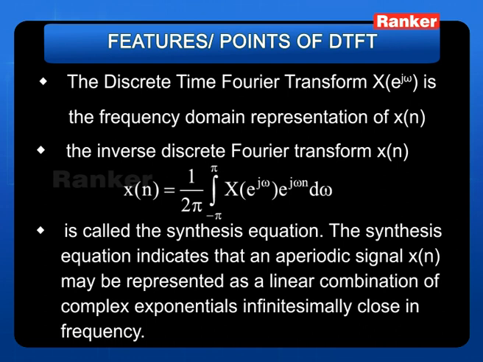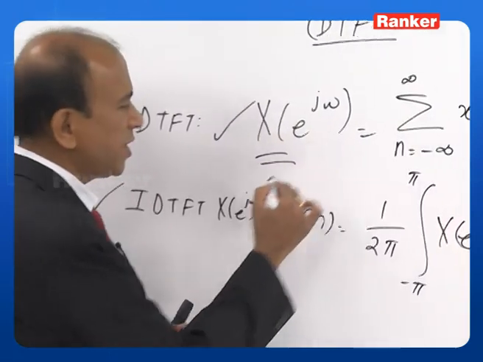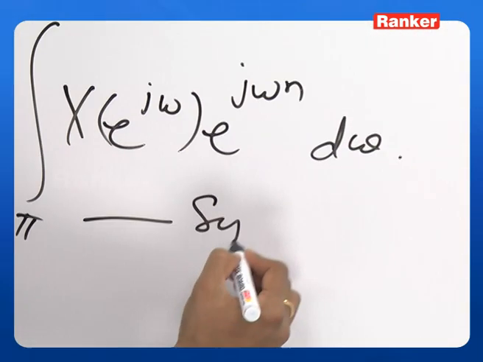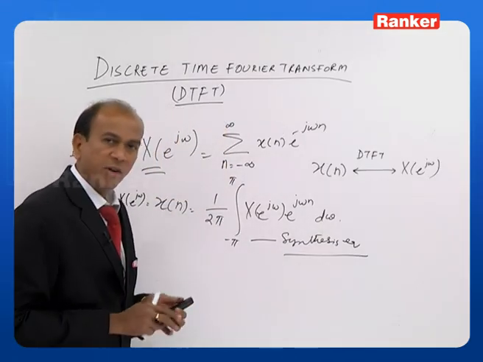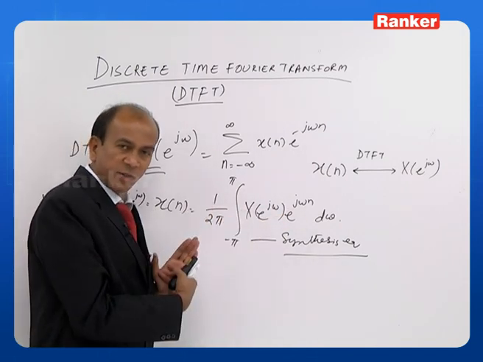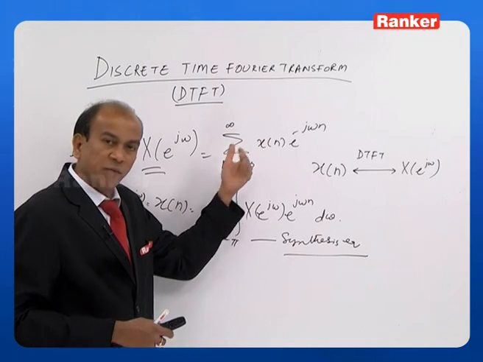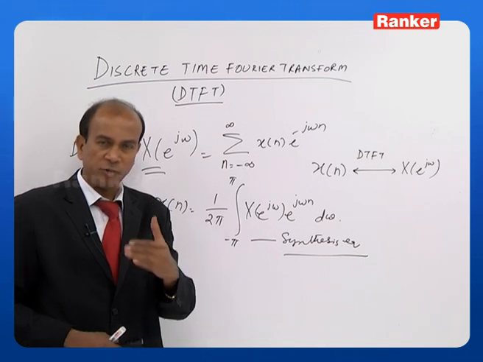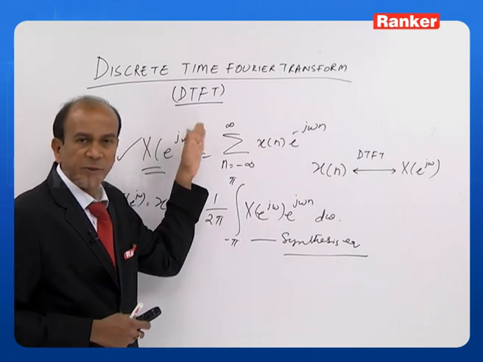infinitesimally close in frequency. So, I will just see this. When I look at this, this will give me the frequency spectrum of x of n. This whole equation is called a synthesis equation, where the complex exponential terms are relatively very close to each other. So, this is called a synthesis equation, and this actually represents the frequency spectrum. X of e to the power of j omega is a frequency domain representation of x of n. That is, given x of n, when you want to convert it into a frequency domain representation, X of e to the power of j omega does it.